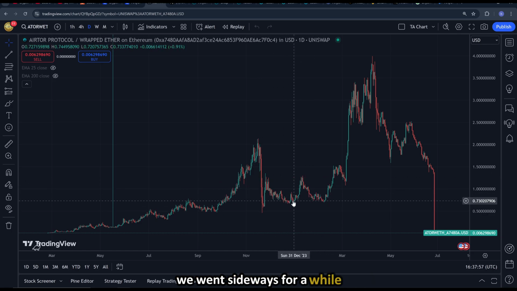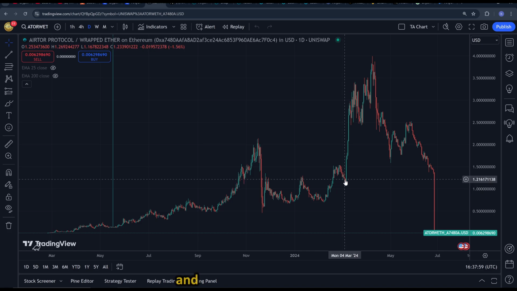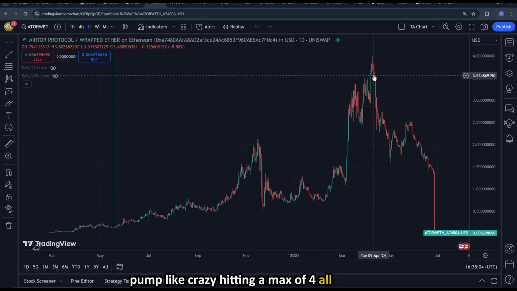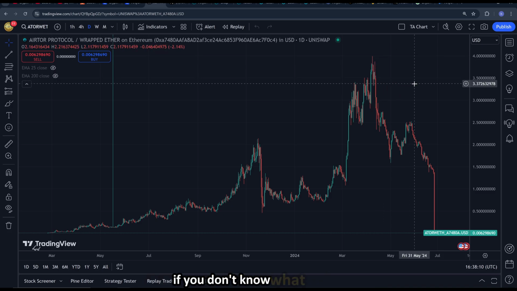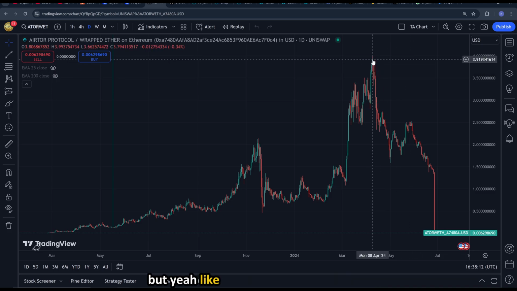We went sideways for a while. I think I bought in this region as well. And then we just pumped like crazy, hitting an all-time high of around $4 earlier this year in April when everything was pumping, and we had that mini, like, B-Tech alt season. If you don't know what B-Tech is, you're probably not from the UK. But yeah, like a poor alt season.